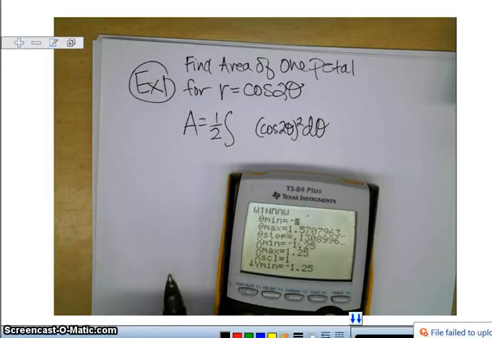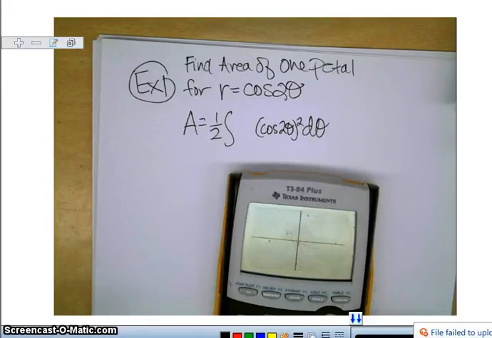Negative pi over 4? Remember we said the length should be pi over 2? Negative pi over 2 to positive pi over 2 is how long? Pi. So that was twice as long as we needed. So then we graph it, and there we go.